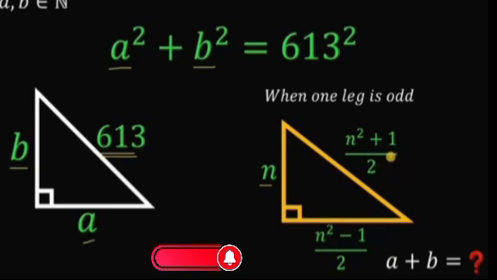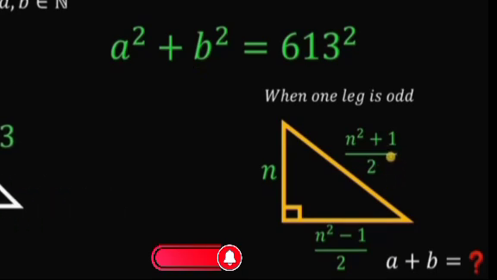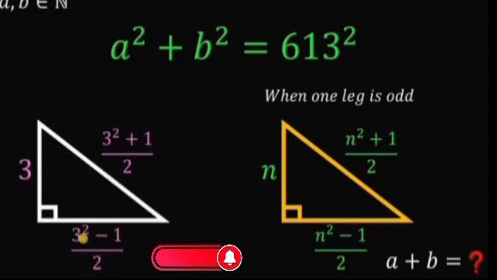Now, let's say, for example, n is equal to 3. So we have the other leg as 3 squared minus 1 over 2, and the hypotenuse 3 squared plus 1 over 2. Now, 3 squared minus 1 over 2 is 9 minus 1 over 2, or simply equal to 4. Now, 3 squared is 9 plus 1 is 10. 10 divided by 2 is 5. So we know 3, 4, 5 is a Pythagorean triple.